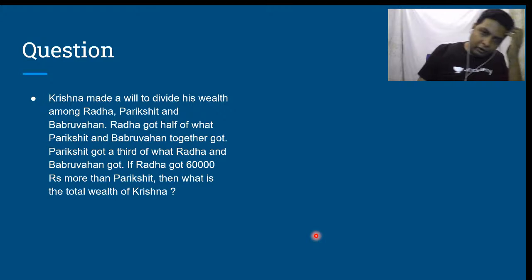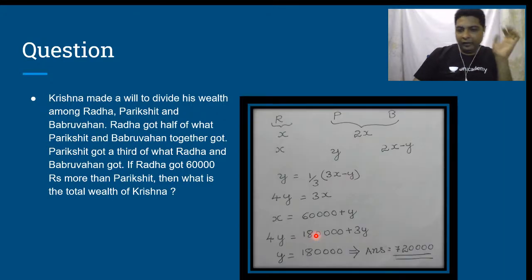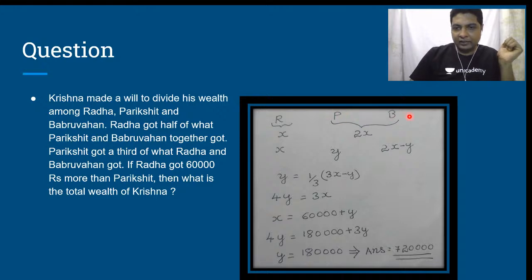See, one way to solve it is this: this is Radha, this is Parikshit, and this is Babruvahan. Radha got half of what Parikshit and Babruvahan together got. So let us say Parikshit and Babruvahan together got 2x rupees. So Radha would have got half of that, which is x.